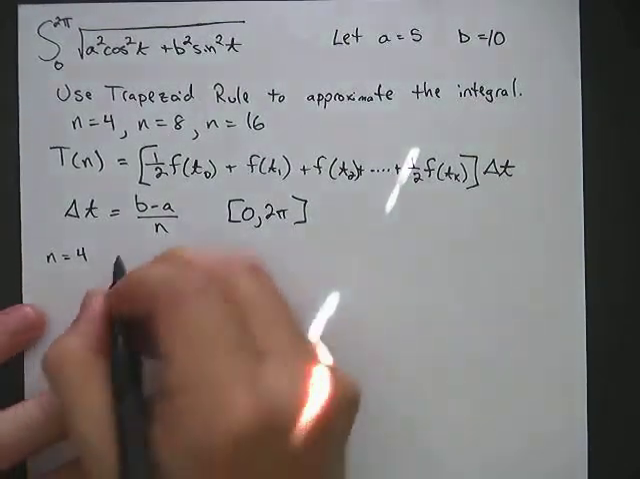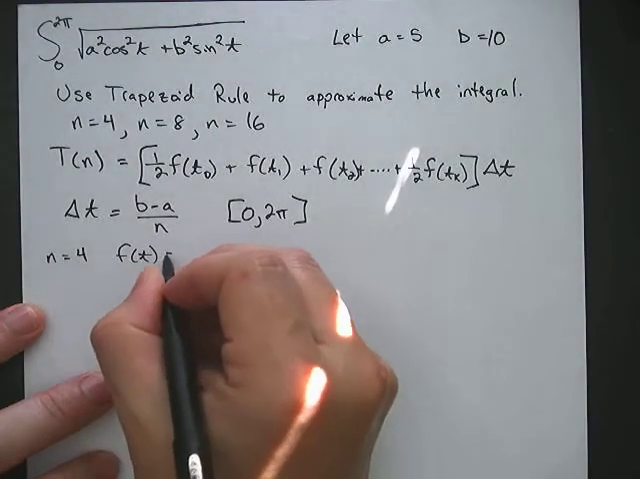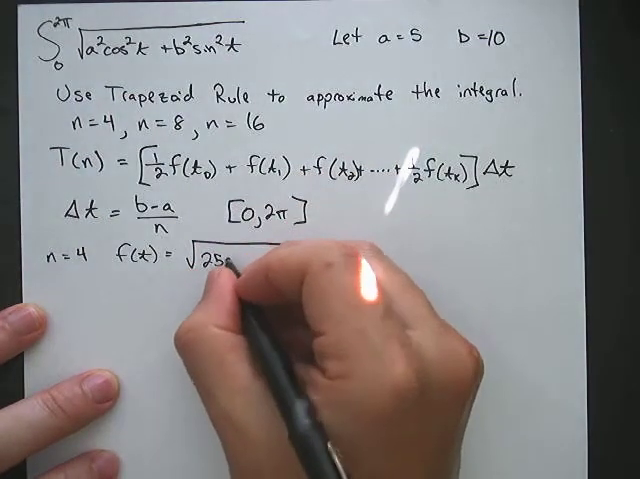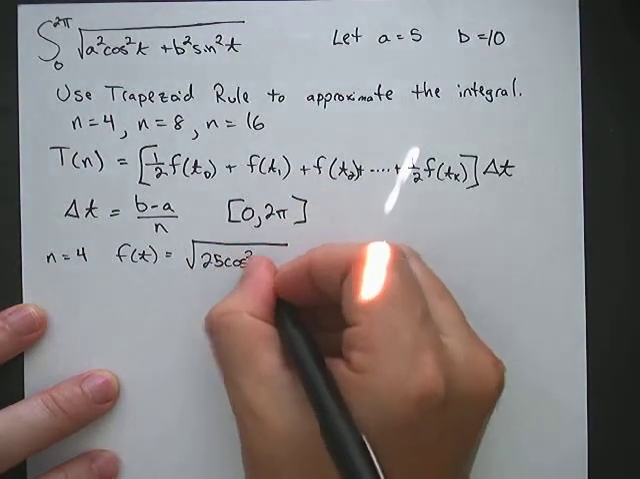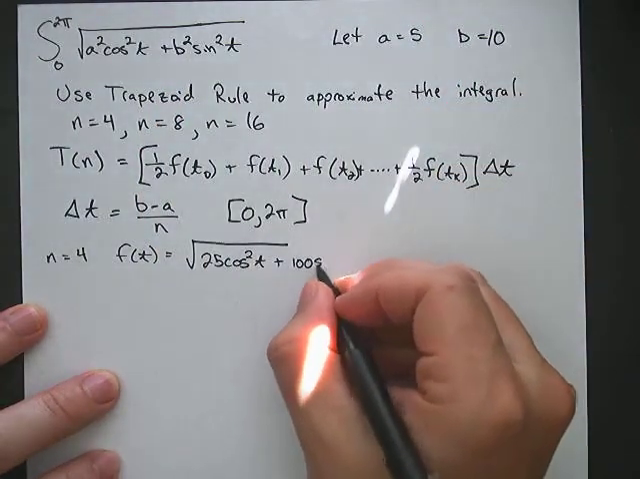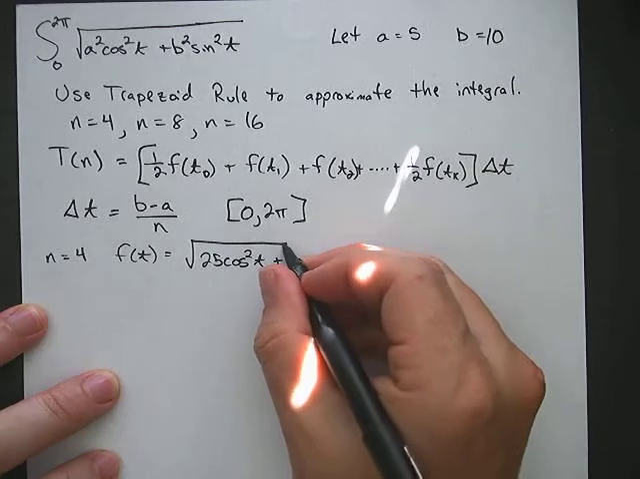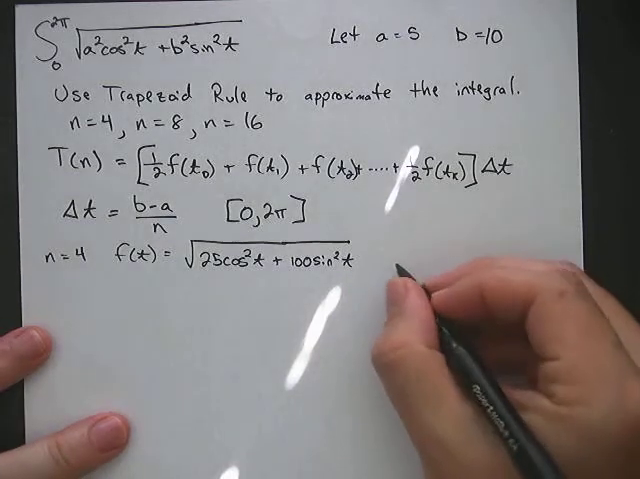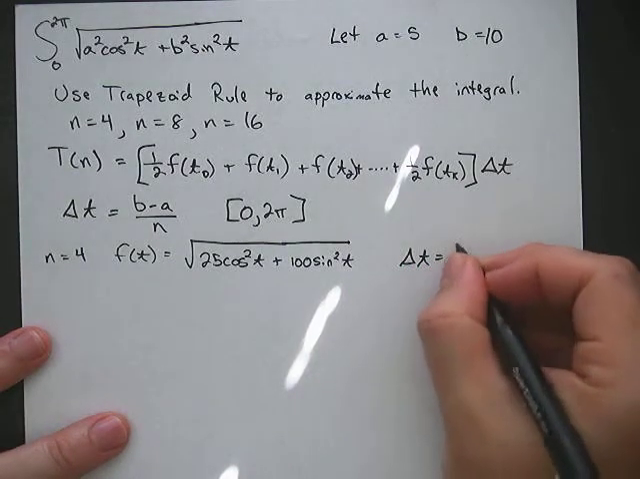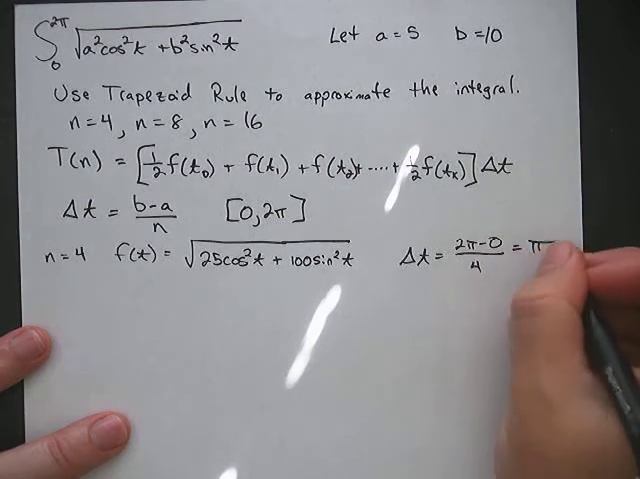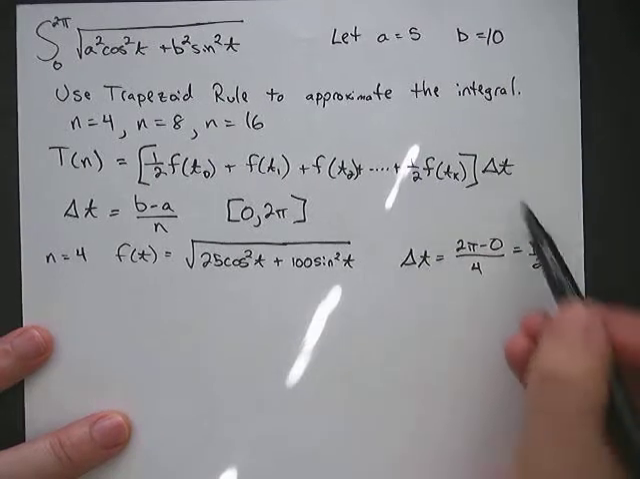Okay, so given that our function f of t is equal to the square root of, let's see, 5 squared, that's 25 cosine squared t plus b squared, that's 10, 100 sine squared t. Okay, so that is our function. And let's see, what is our delta t? Delta t, we already talked about a second ago, but it's going to be 2 pi minus 0 over 4 because we have 4 subintervals, so that's pi over 2. So that gives us our delta t here.